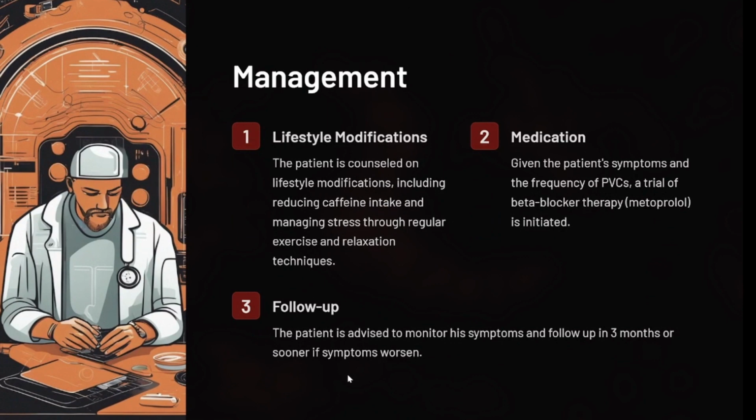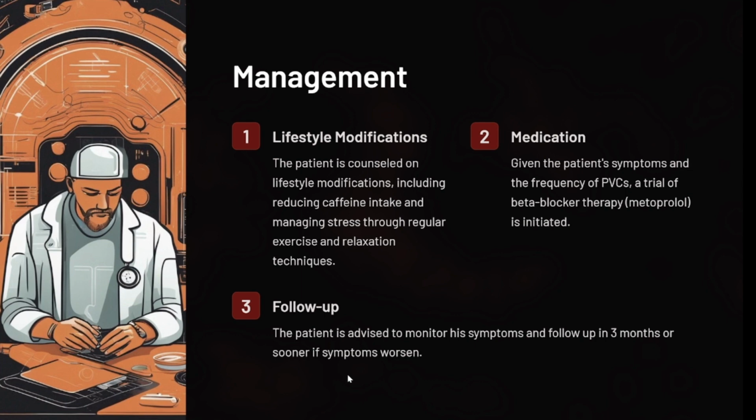Management. The patient is counseled on lifestyle modifications, including reducing caffeine intake and managing stress through regular exercise and relaxation techniques. Given the patient's symptoms and the frequency of PVCs, a trial of beta blocker therapy, metoprolol, is initiated. The patient is advised to monitor his symptoms and follow up in 3 months or sooner if symptoms worsen.